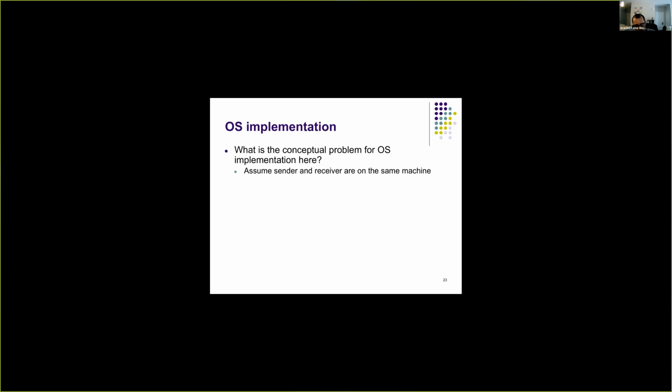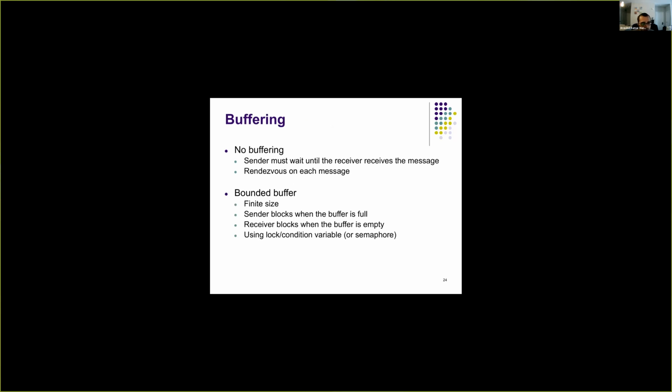So what are the things that the operating system has to take care of while implementing these message passing systems or message passing APIs? Let's assume that sender and receiver are on the same machine. When we want to have buffering, there are two choices. Either the operating system can provide no buffer, or it can provide a buffer of certain fixed size. Okay. In case of no buffer, the sender should wait till the receiver receives a message, right? So the send has to be fully synchronous. It cannot be asynchronous.